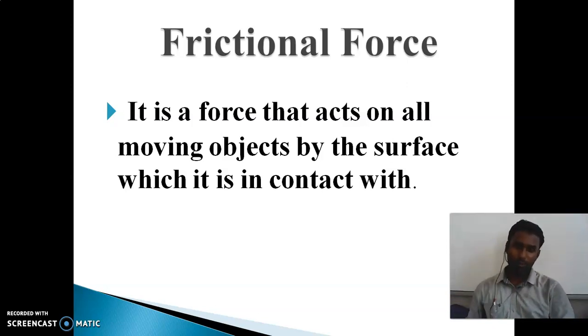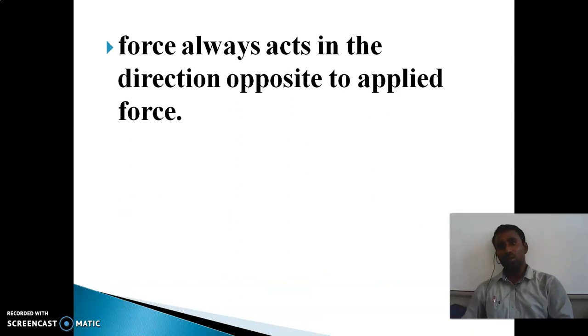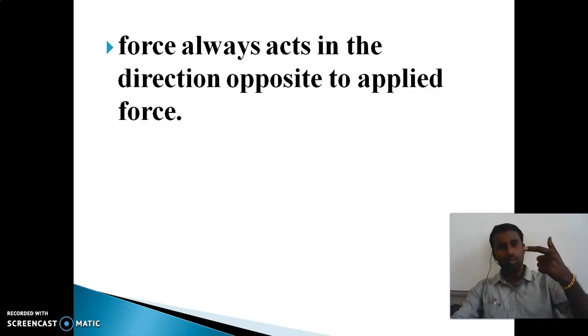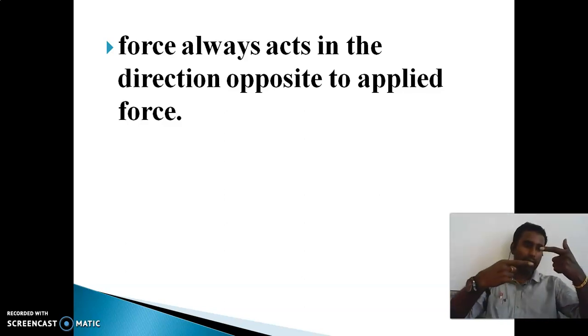It is also possible when two surfaces are in contact with each other. This frictional force always acts in the direction opposite to the applied force. So if you are applying force in this particular direction, your frictional force is always acting opposite to that direction.